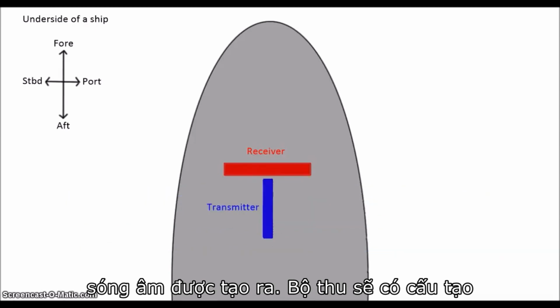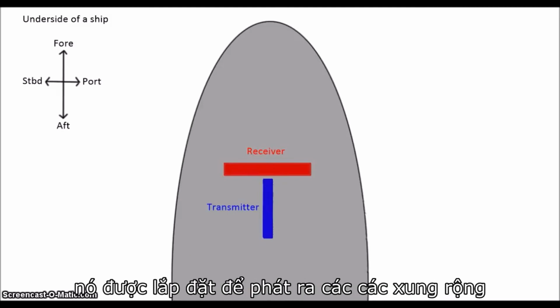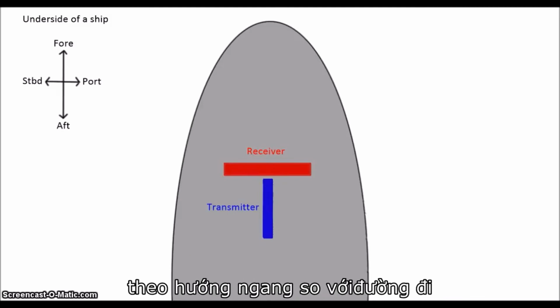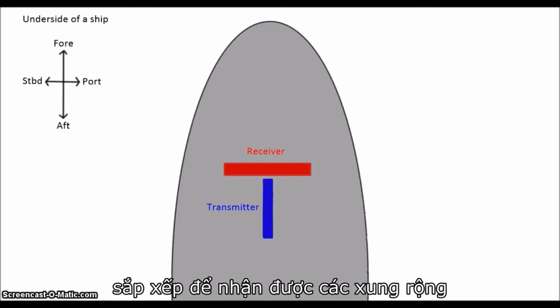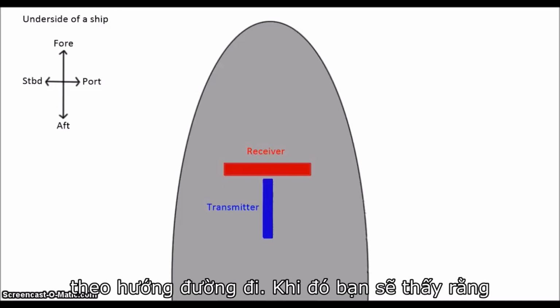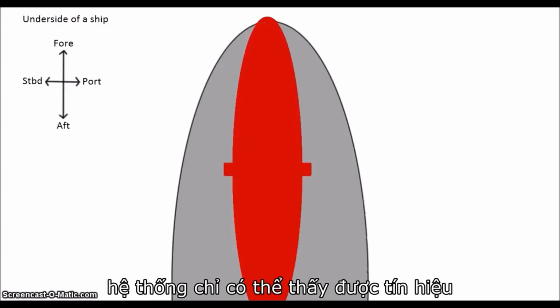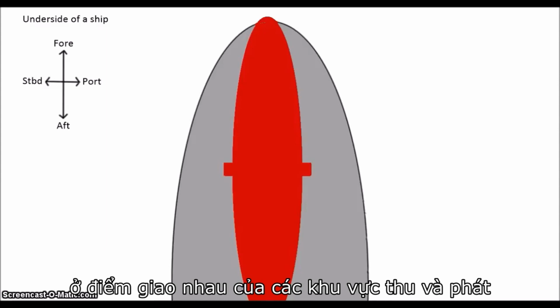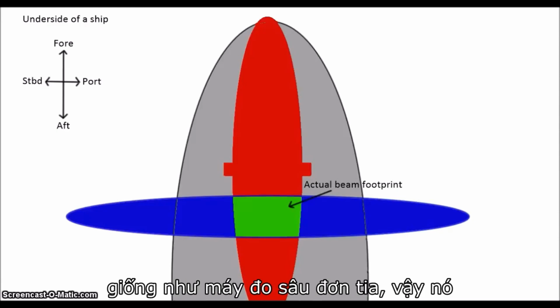The receiver is a bit more complicated. Just like how the transmitter is aligned to send out a wide pulse in the across-track direction, the receiver is an array of elements aligned to receive a wide pulse in the fore-aft direction. What you find is that the sonar is able to see only the intersection of these two areas. That intersection is basically a beam received at the receiver, pointed straight down, much like single beam sonar.